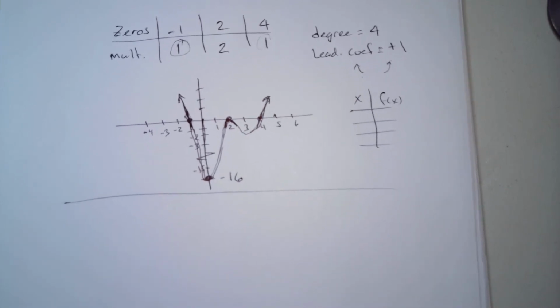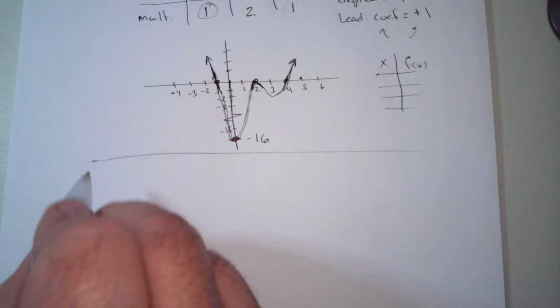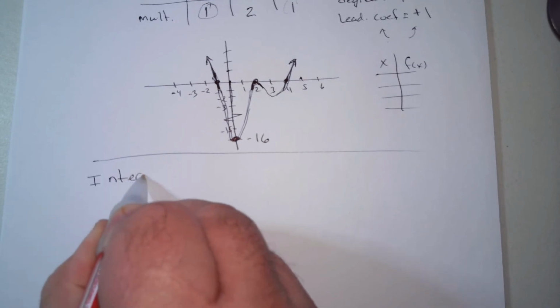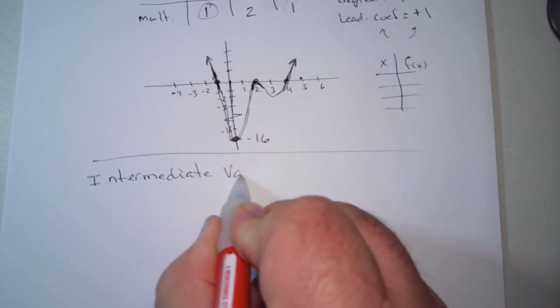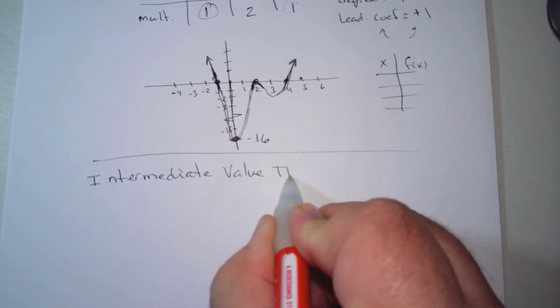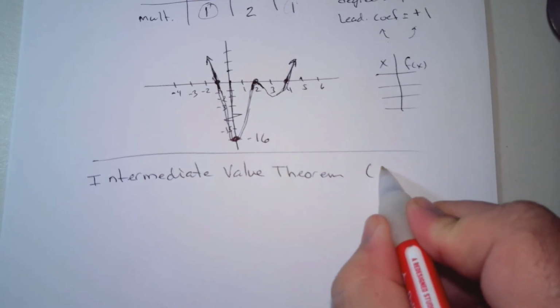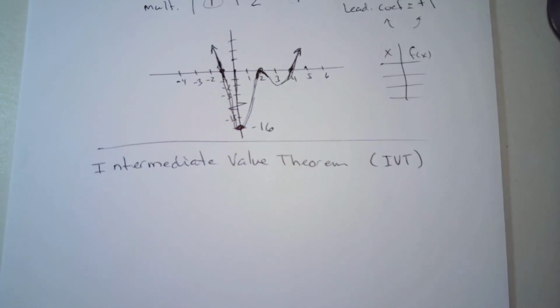All right. The next topic in this section, in section 2, is called the intermediate value theorem. The IVT. There's a lot of writing. The intermediate value theorem says this.